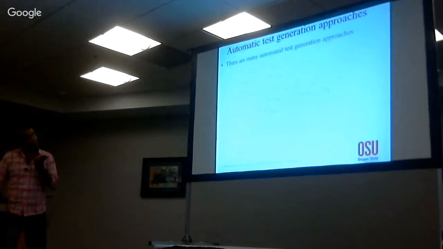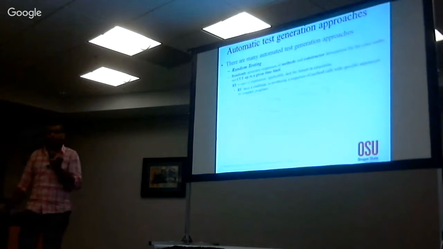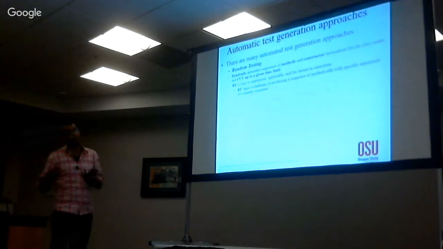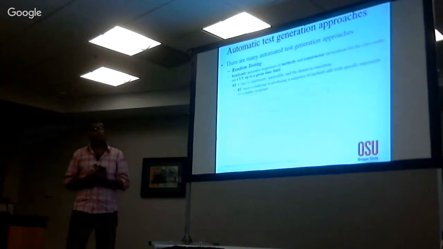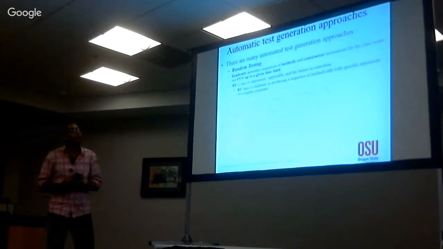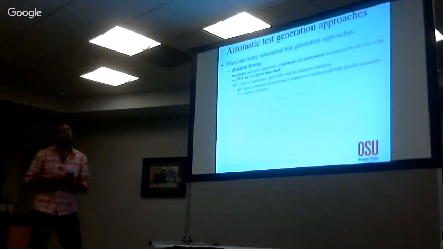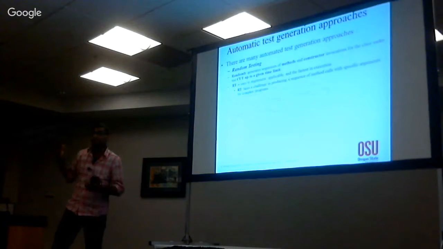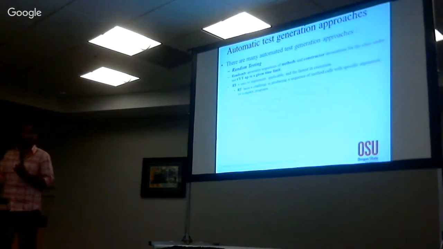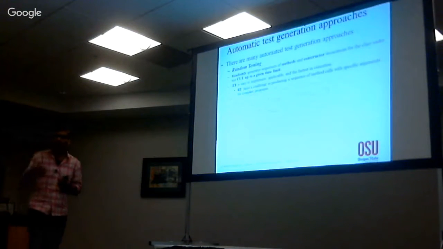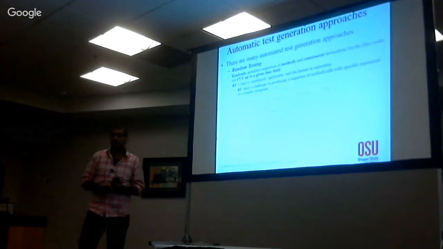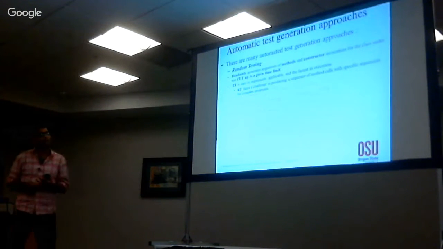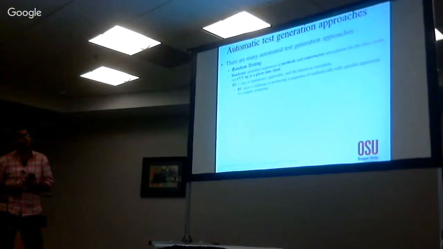There are many automatic test generation approaches. The most famous one is random testing, where it randomly generates sequences of method and constructor invocations for the class under test. Random testing is easy to implement, applicable, and very fast. Just generate and execute, generate and execute, either until all the branches are covered, or until the given time limit.